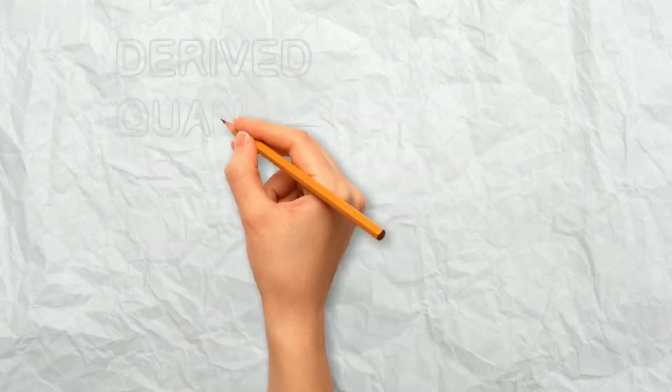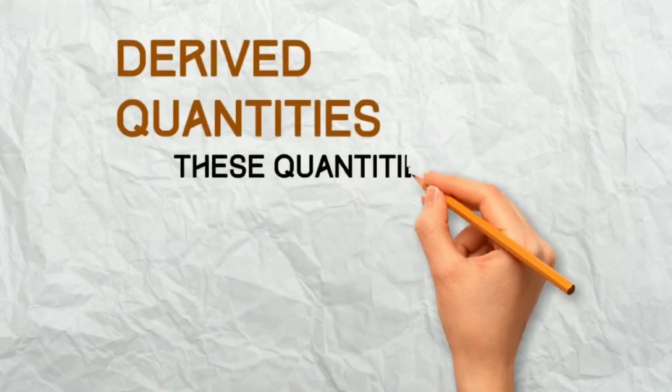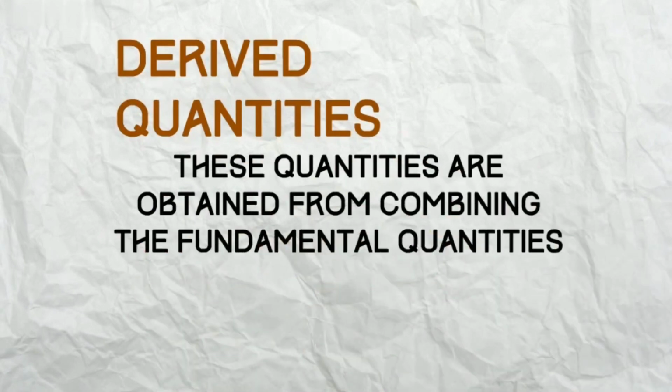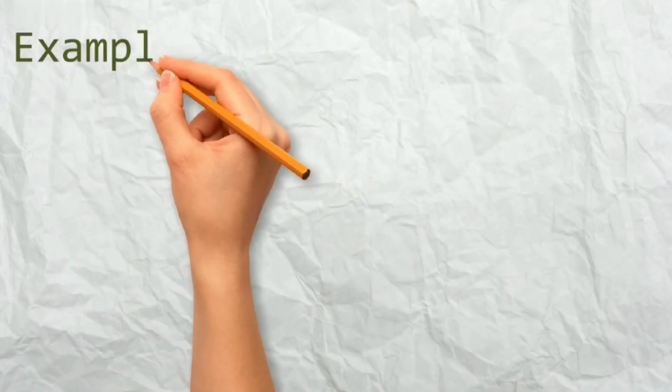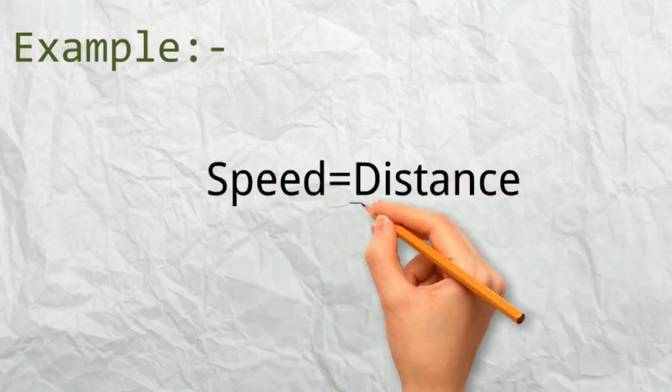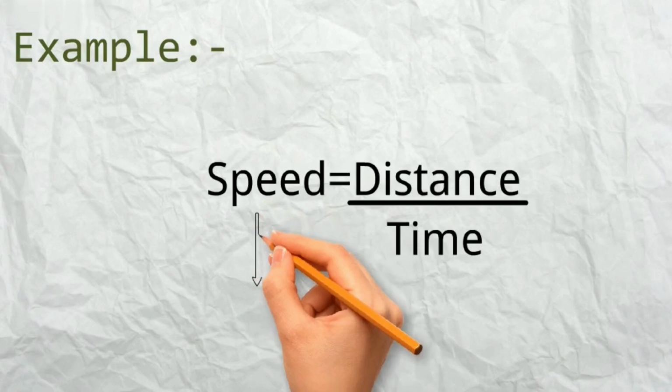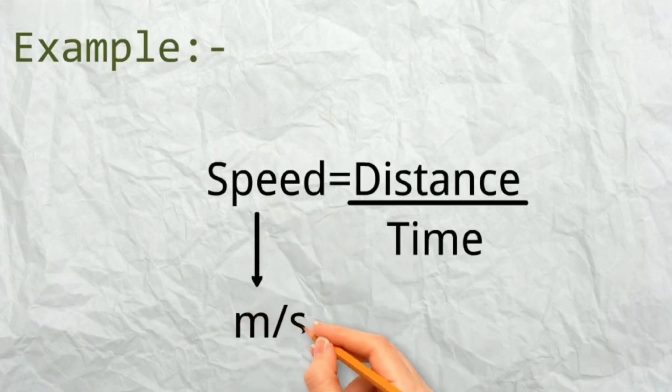Now we are going to talk about derived quantities. These quantities are obtained from combining the fundamental quantities. For example, speed is distance over time, which gives us the unit of speed as meter per second in SI units.